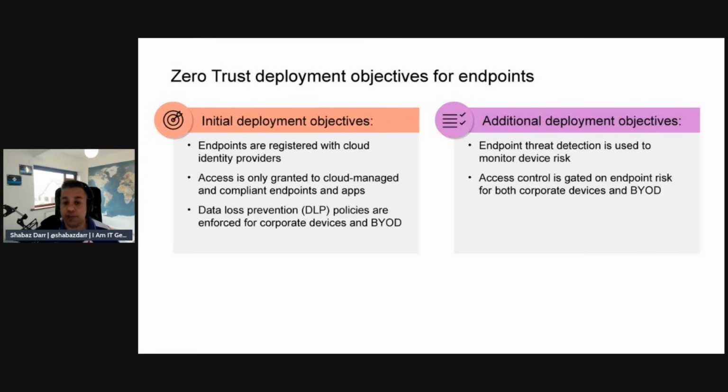Let's talk about zero trust deployment objectives for endpoints now. So the initial deployment objectives can be endpoints are registered with cloud identity providers. So, domain joined or Entra joined, for example. Access is only granted to cloud managed and compliant endpoints and apps. Again, you can use compliance policies for that. And then data loss prevention or DLP policies are enforced for corporate devices and BYOD. You can use Purview for that.